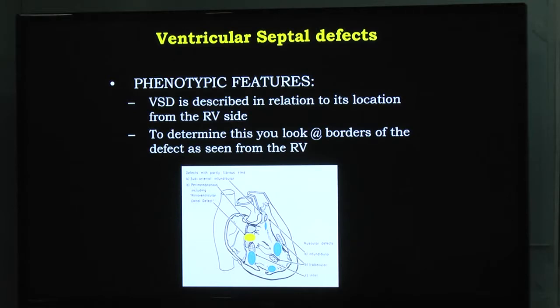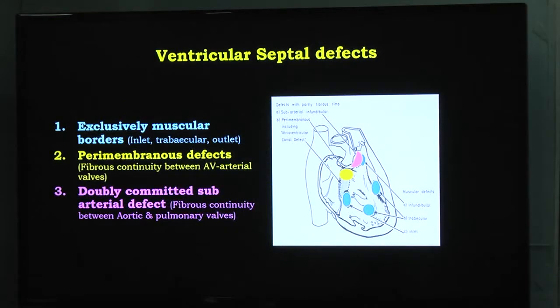So when I say ventricular septal defect, people have different ways of naming the ventricular septal defect, but I have been taught in a different way. So you look at it from the RV side, and then generally, broadly, divide it into 3 groups. One which has exclusive muscular borders. So that is a muscular VSD. It could be an outlet muscular VSD, anterior muscular VSD, posterior upper muscular VSD. It could be a mid-muscular VSD or apical muscular, but it has muscular borders.